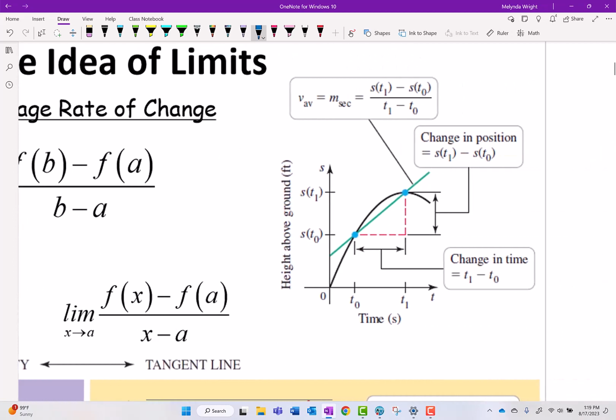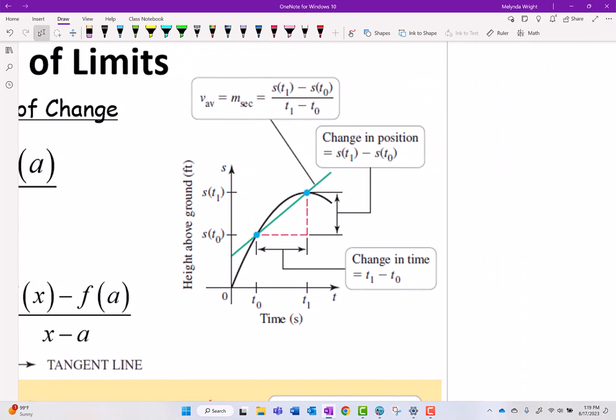So let's look at right here. This green line is the secant. And you can see, here's our little formula for this slope of the secant business. So basically a change in y over change in x. This is where we were last year.